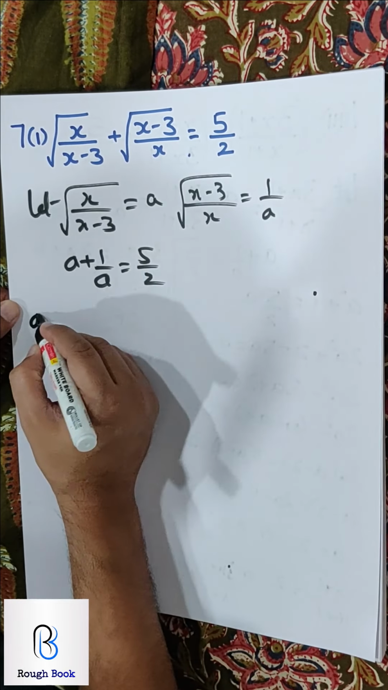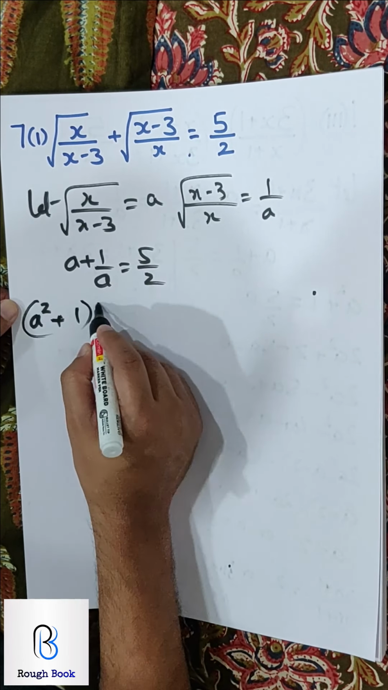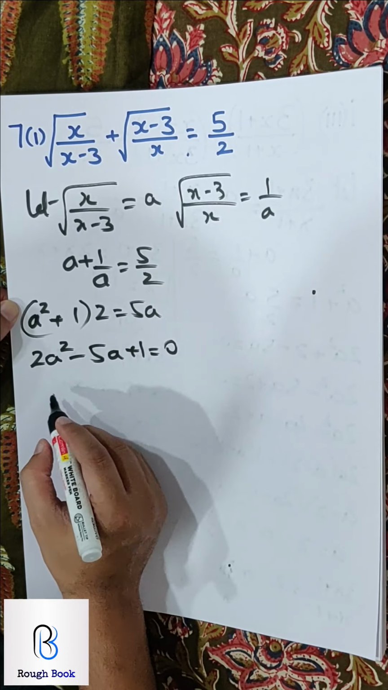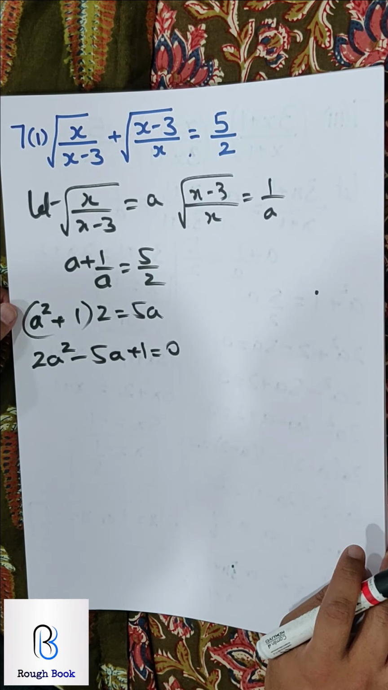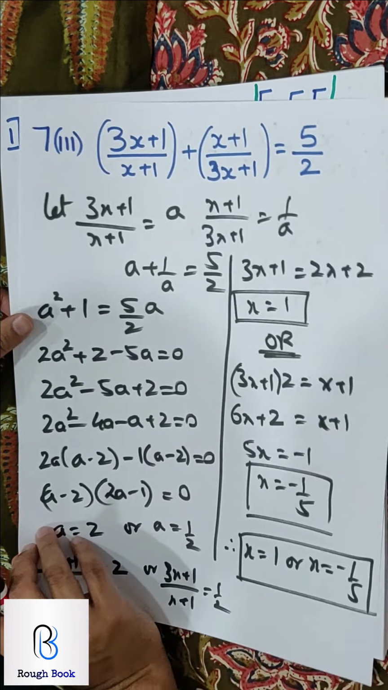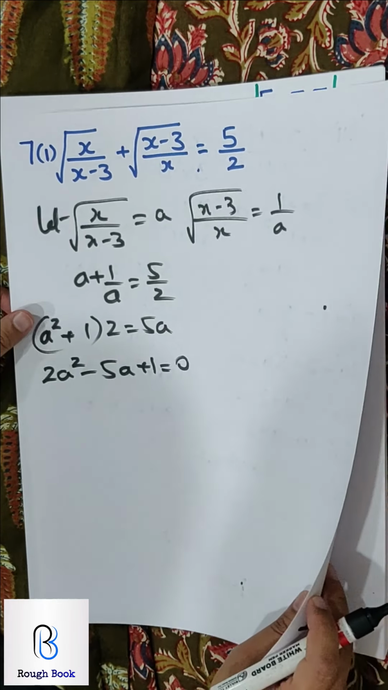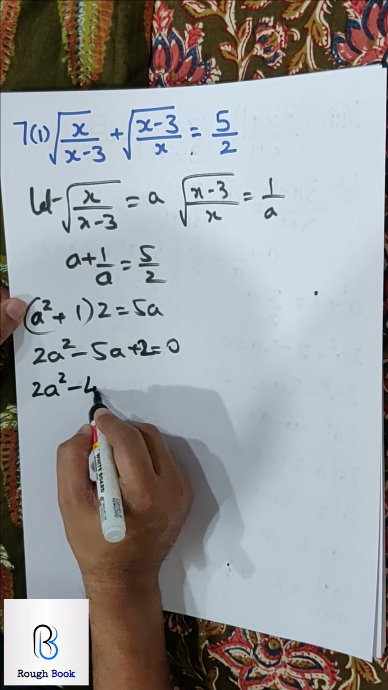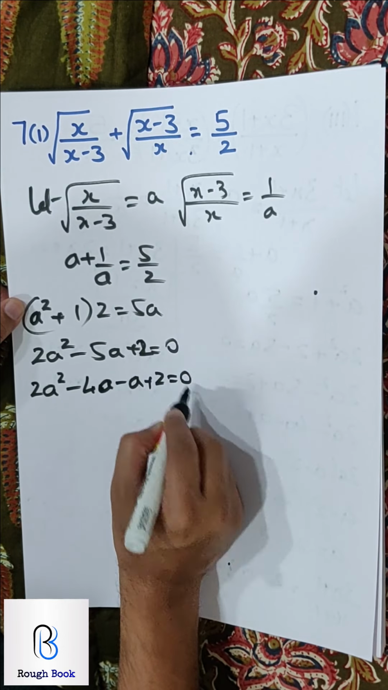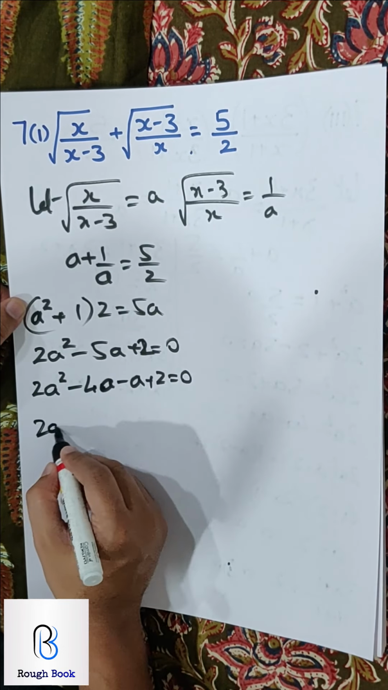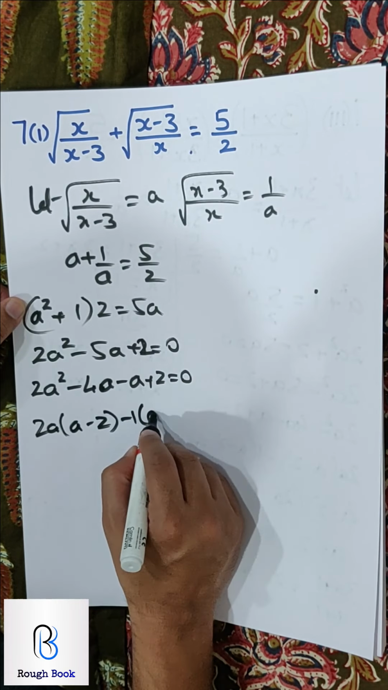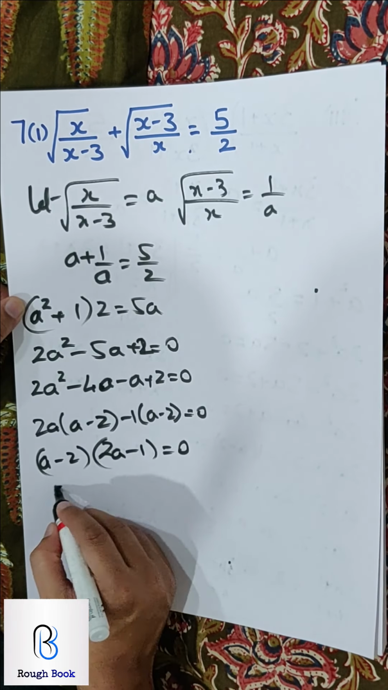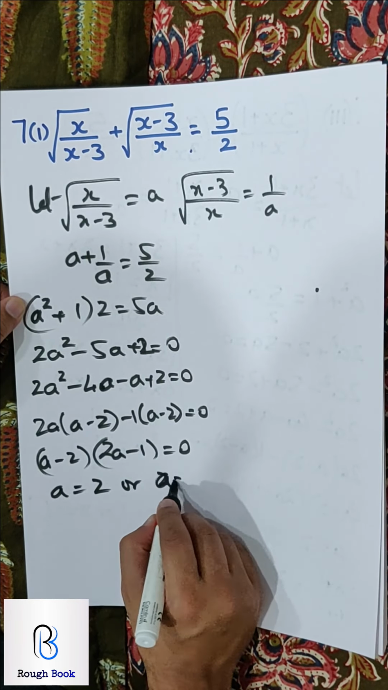So I will get (a square + 1) into 2 equals 5a. So 2a square minus 5a plus 2 equals 0. Splitting the middle term. Where have I messed up? Let's check. Yeah, so the missing part is here: 2 ones are 2, so 2 twos are 4. So I'll get 2a square minus 4a minus 1a plus 2 equals 0. Correct? So 2a common, a minus 2, minus 1 common, a minus 2. So (a minus 2)(2a minus 1) equals 0. So my a is 2 or a is half.